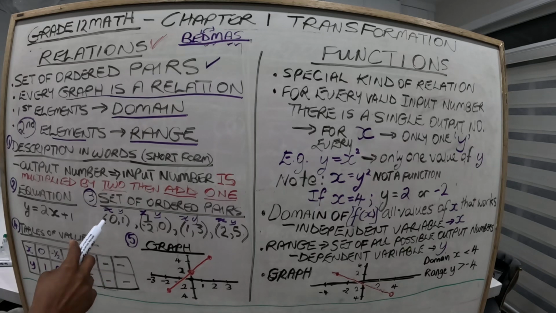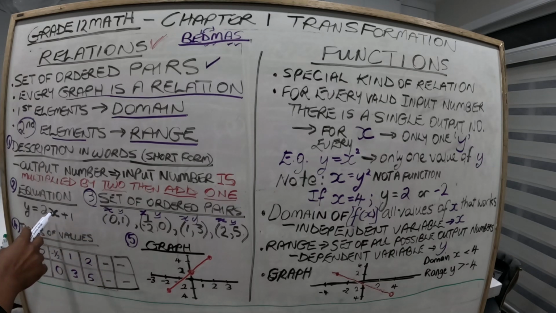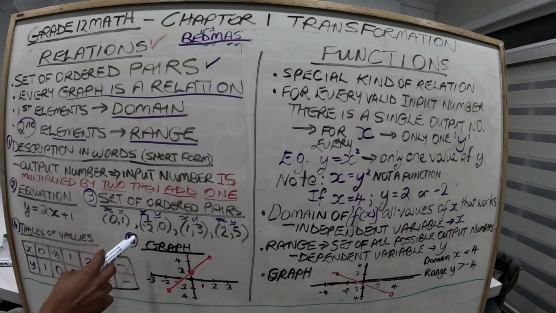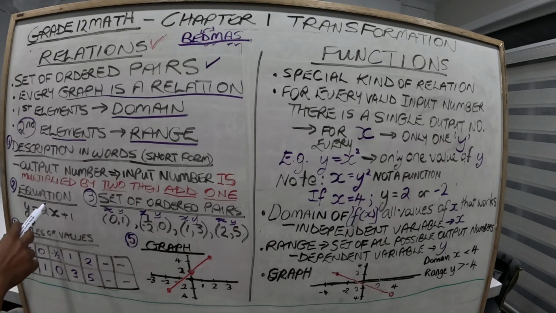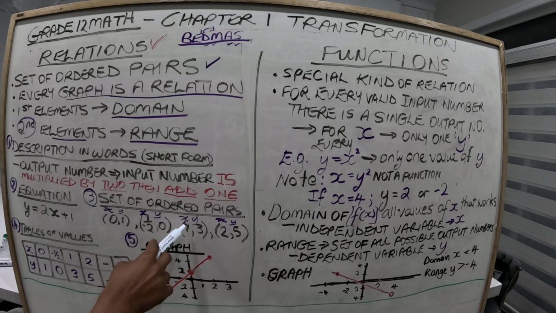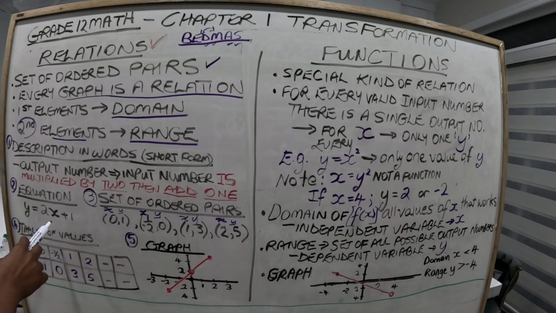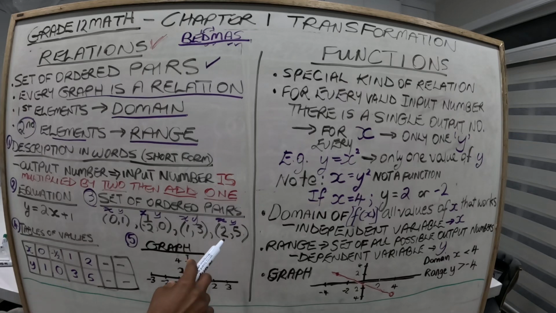For example, if x is 0 for this equation, 2 times 0 is 0, plus 1. That's your value 1 here. That's why y is 1. If x is negative a half, 2 times negative a half is equal to negative 1. Okay? And then negative 1 plus 1 is equal to 0. When x is 1, 2 times 1 is 2, plus 1 is equal to 3. When x is 2, 2 times 2 is 4, plus 1 is equal to 5. So you can see they all are related.